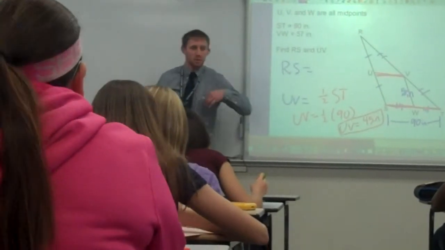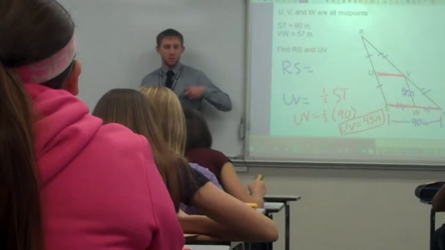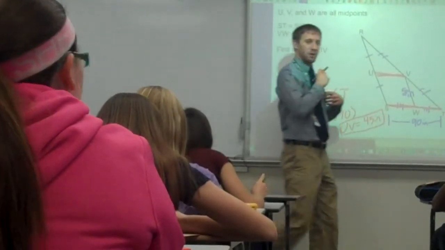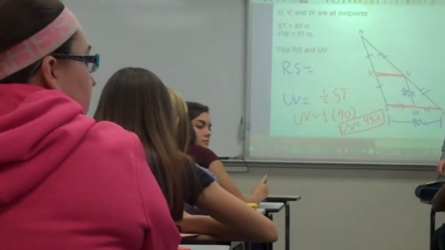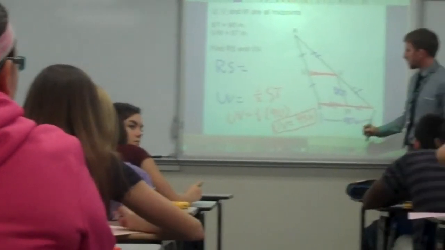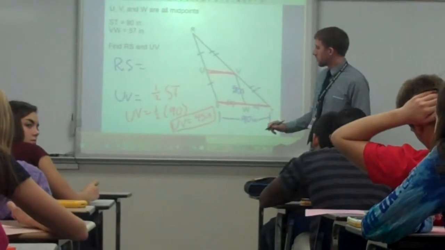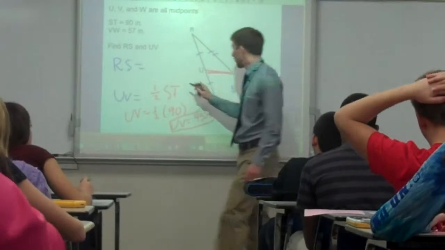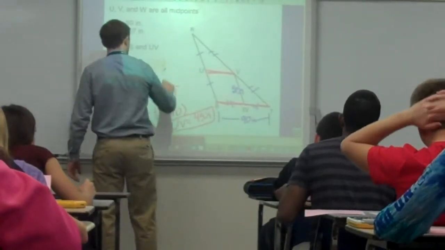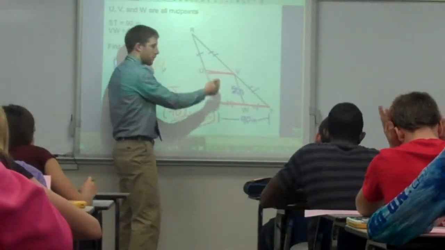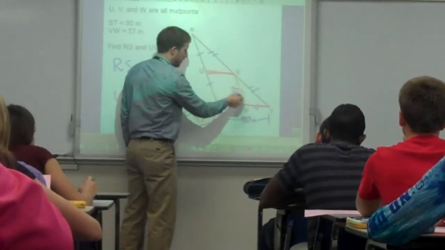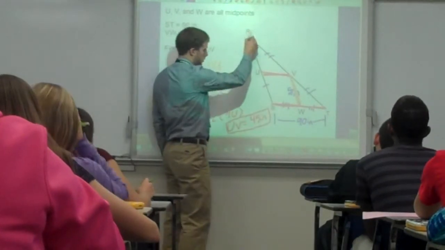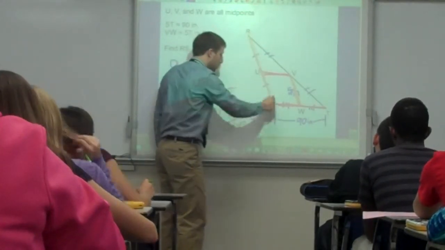Okay. Well, type of person, you're smart with RS. Get the hard one. Peyton. Wouldn't US be 57, so then RS would be 114? Yeah. You got there without even drawing on the picture. We're still looking at VW. Where's our opposite side? RS. It's the whole side.